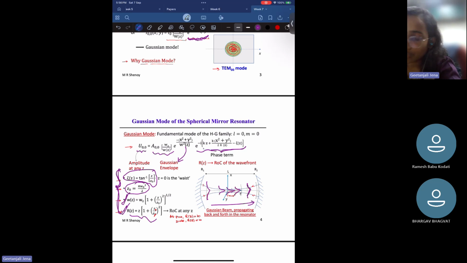And there will be a position where the spot size will be minimum. And this position where the spot size is minimum, we define as z0. Okay. So let's say at z equal to z0, the spot size is minimum. And for this case, where the spot size is minimum, we define the waist as W(z) equal to W0. Okay. So this is the position where the spot size is minimum.